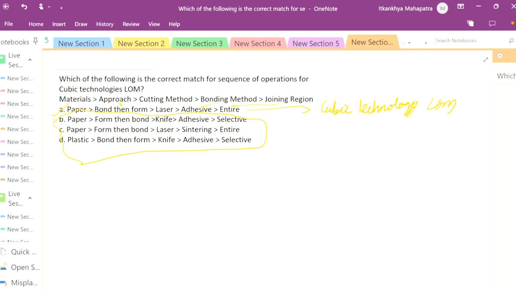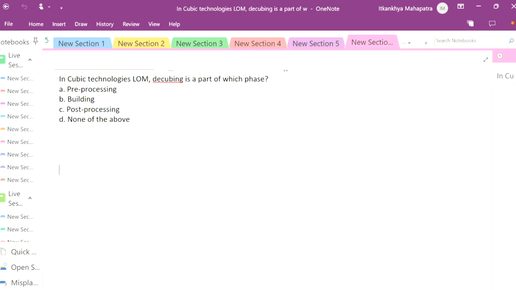Now, the next question. In cubic technology alone, decubing is a part of which phase? So this we know. The decubing is a part of the post-processing phase, and we also discussed what decubing is. It involves the removal of the excess or unneeded material from 3D objects, such as support structures or any excess material that may have accumulated during the building phase. It's an important step to ensure that the final object is clean and ready for its intended use. So post-processing occurs after the 3D object has been built. Now pre-processing and building object we have already discussed previously.